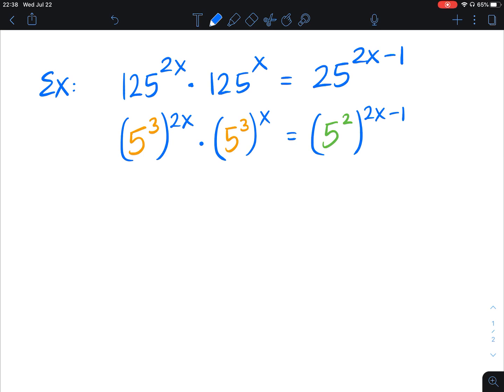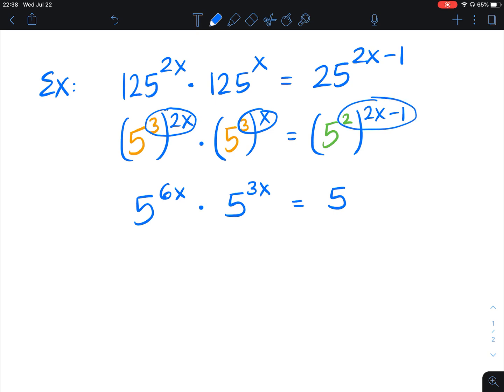Let's keep simplifying a bit more. This will refresh us on rules of exponents. When I have a power raised to a power, we multiply. So this first piece cleans up to 5 to the power of 6x. The second piece cleans up to 5 to the power of 3x. I just multiplied those powers. On the right-hand side, same story, just be a little careful to distribute. I'm multiplying these powers, which really means 2 times 2x minus 1, so I'm going to get 4x minus 2 when I distribute carefully.